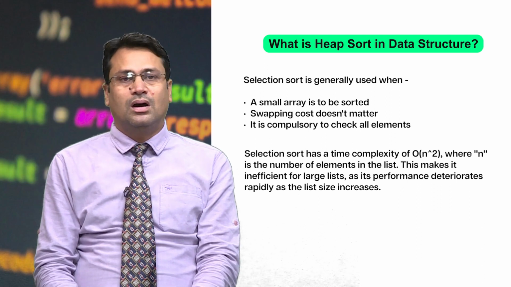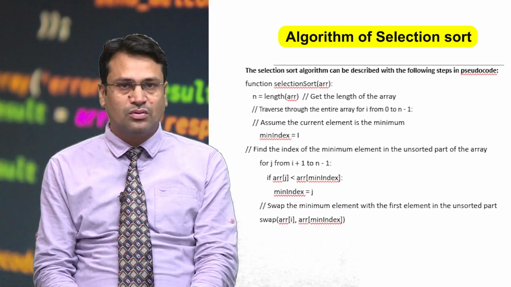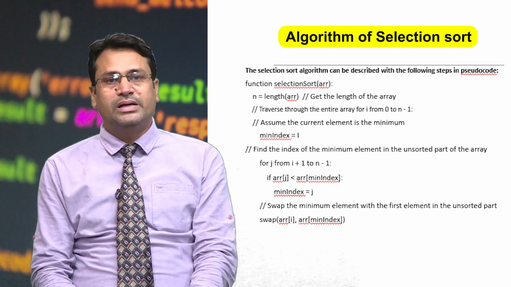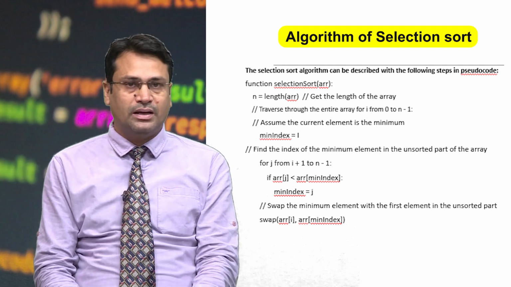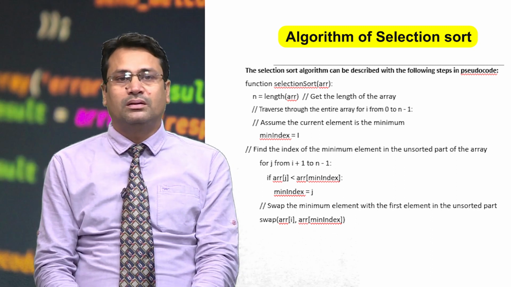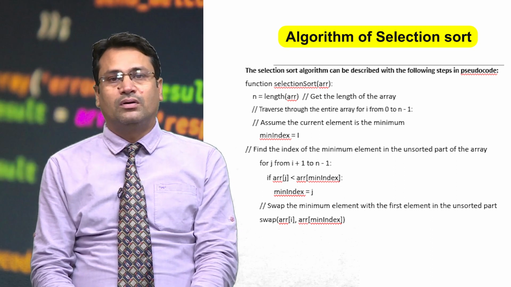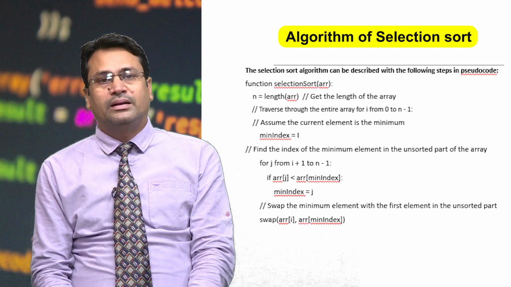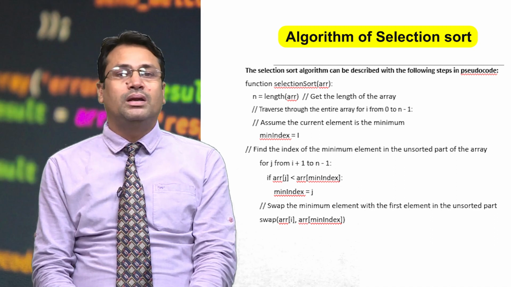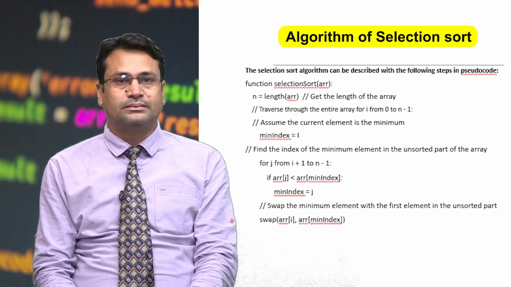Now, we will see the algorithm of selection sort. The selection sort algorithm can be described with the following steps in pseudocode. First of all, we will take one array and calculate the length of that array and put that value into a variable, say n. The next step is traverse through the entire array from 0 to n minus 1, where n is the number of elements in the array, and then assume the current element is the minimum value. So, we will assign that i value to min index.